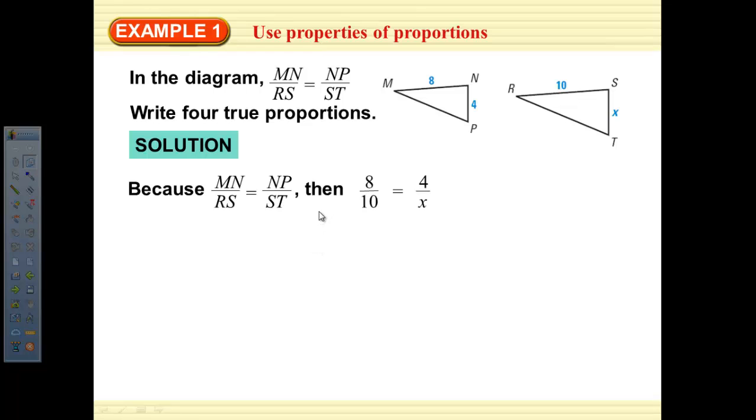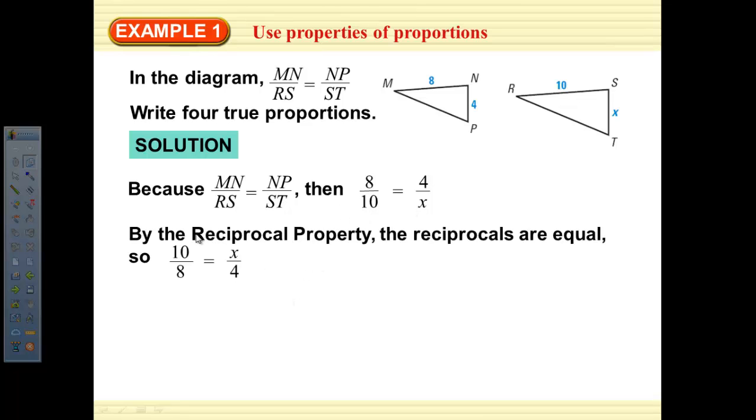The second one we would use the reciprocal property, which means I can flip the 8 and the 10, making it 10 over 8, and make this x over 4 using the reciprocal property again. 10 over 8 equals x over 4.